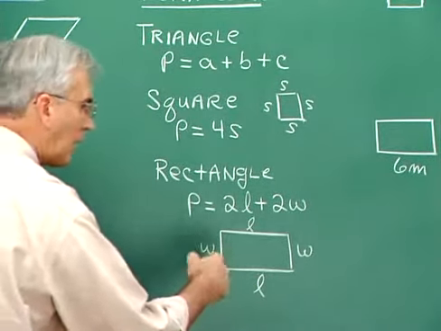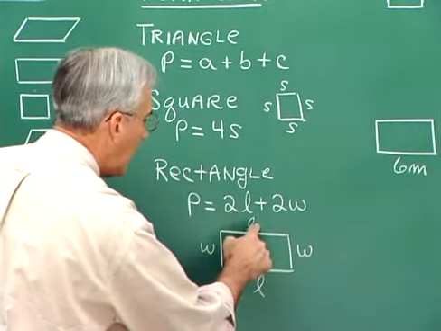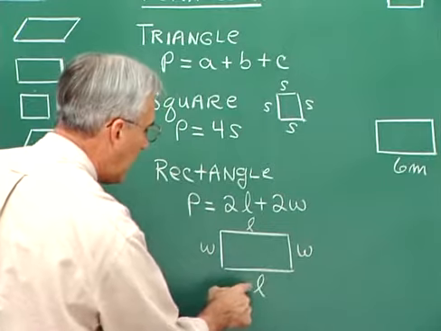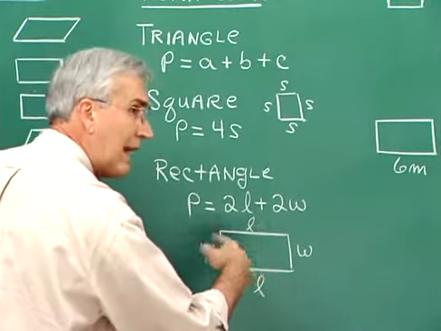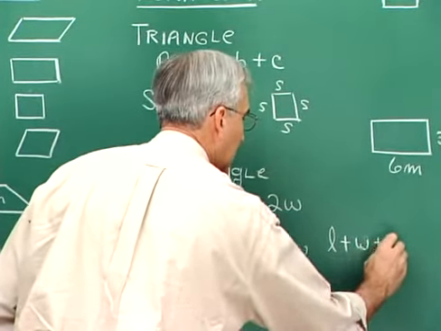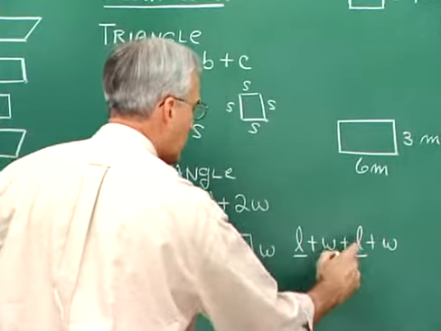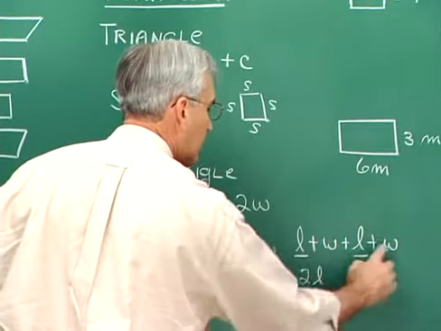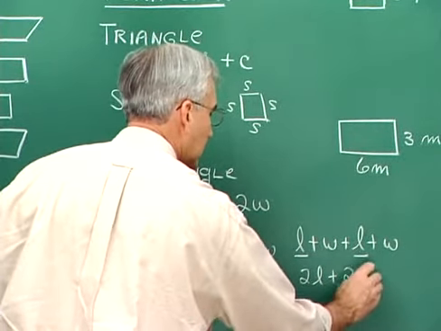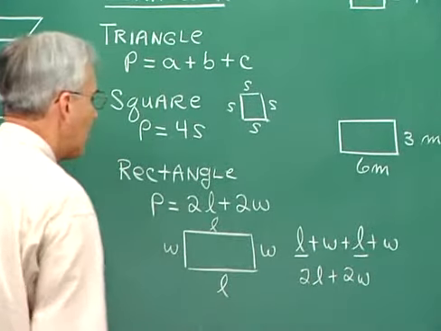So if we're talking about perimeter, the distance around the outer edge, it would be L and W and L and W. In that listing, if we're writing L plus W plus L plus W, you see we have a couple of L's. 1L plus 1L, that's 2L. And W plus W, that's 2W. So we could come up with our formula just by the nature of finding perimeter.